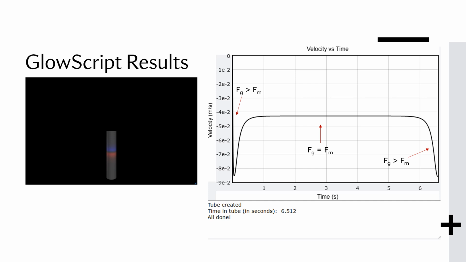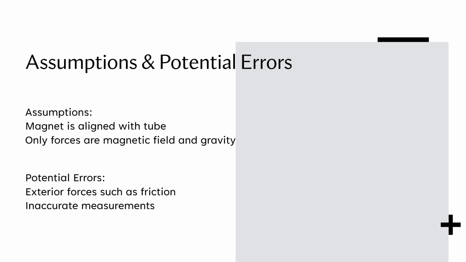We found that the time it took based on the model was 6.312 seconds, which is obviously wrong, and it's because of what we found in lab 4 for our magnetic moment. Based on the graph, you can see velocity versus time. At the start, the force of gravity is greater than the magnetic force. In the middle, velocity does not change, so the gravitational force is equal to the magnetic force. And at the bottom, the gravitational force overcomes the magnetic force, and so it drops.